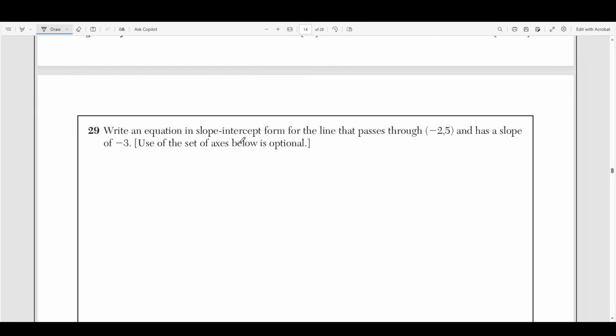Okay. Number 29 wants us to write an equation in slope-intercept form for the line that passes through the point negative 2, 5 and has a slope of negative 3. Okay. So slope-intercept form, that's y equals mx plus b, where m is the slope and b is the y-intercept.